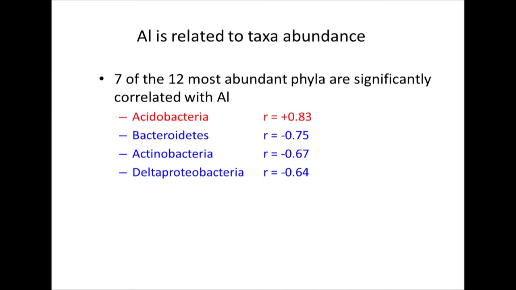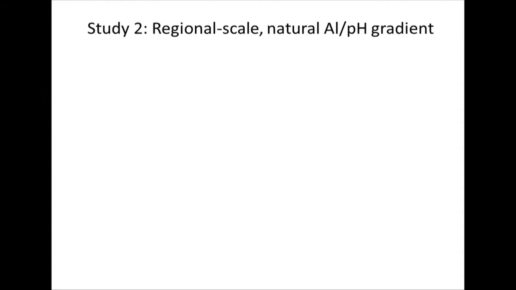Okay, in terms of taxa, we see similar patterns to what you see with pH, so I'm not going to dwell on it. On the phylum level, the only phylum that shows a positive correlation with aluminum is Acidobacteria, and the other ones show the inverse relationship. Okay, so let's pass on to something that's a little bit more challenging.